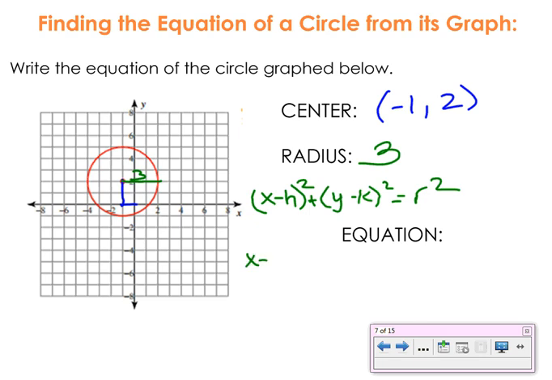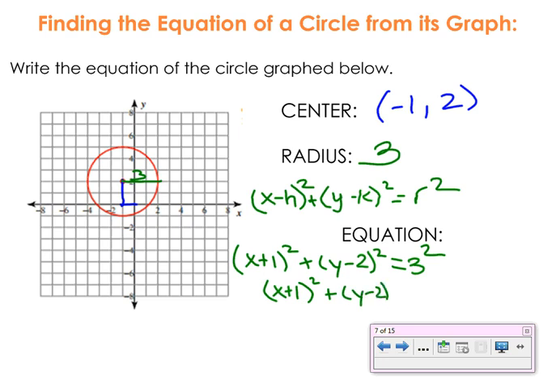So x minus a negative 1 would become x plus 1 squared plus y minus 2 squared equals our 3 squared. So our final answer would be x plus 1 squared plus y minus 2 squared equals 9.